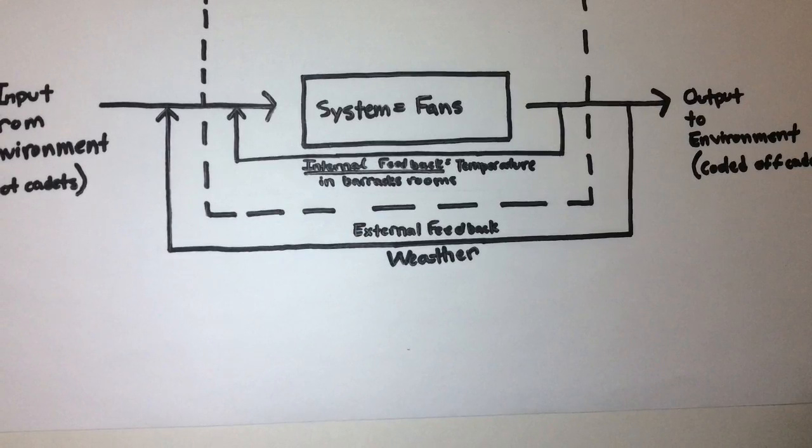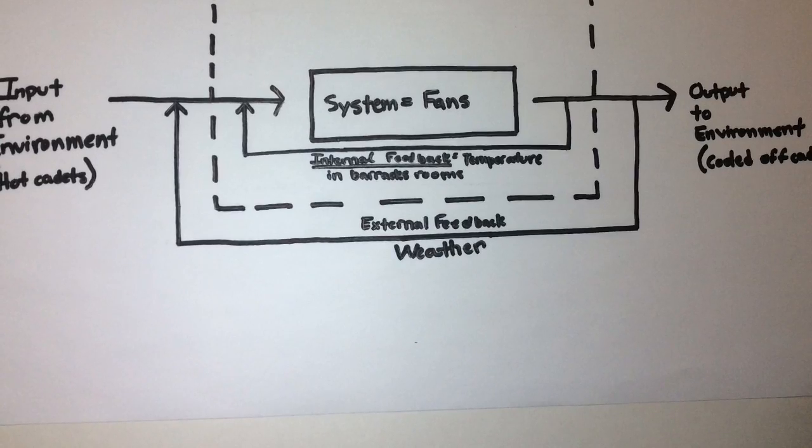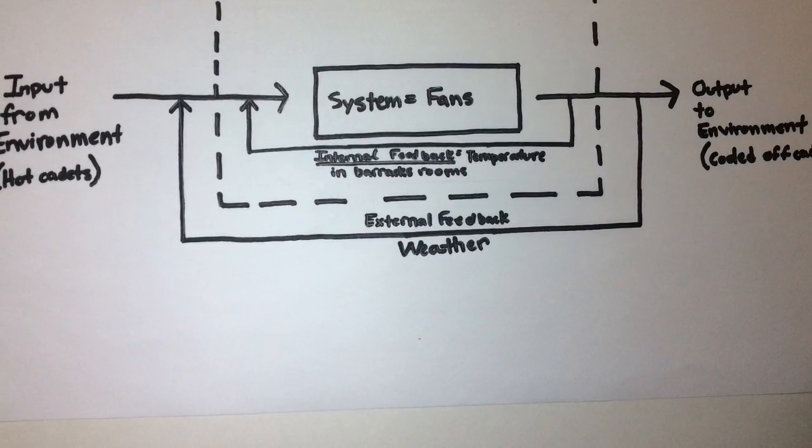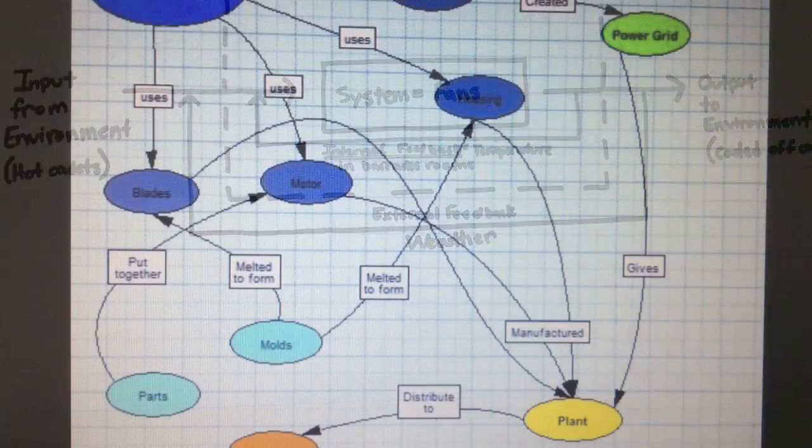Internal feedback would be the temperature in the barracks rooms during the summer. External feedback would be the weather. Output of the environment, cadets that are cooled off.